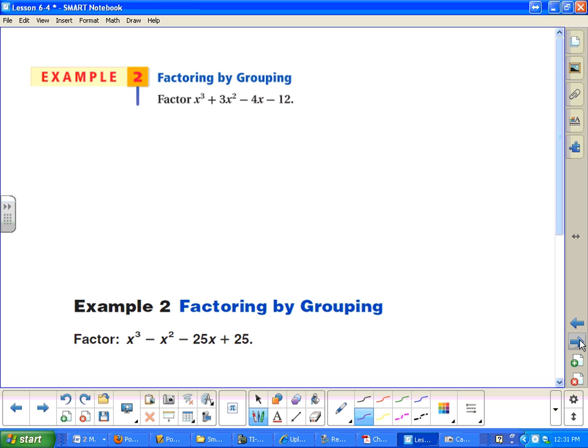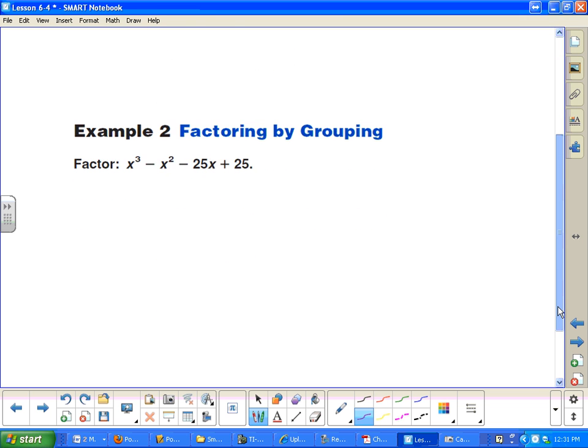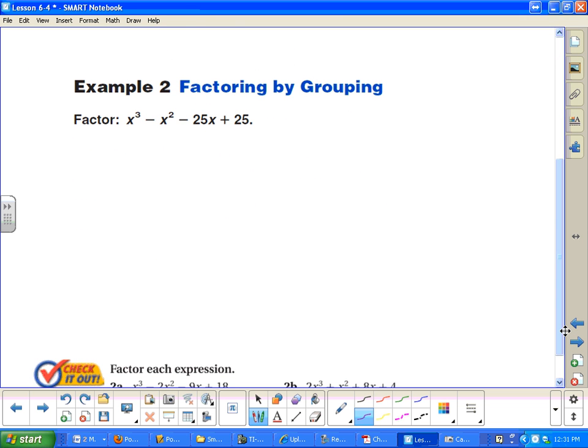All right. So factoring by grouping then. I'm going to do this example here, and then I'll do number 6 you asked for, right? Okay.